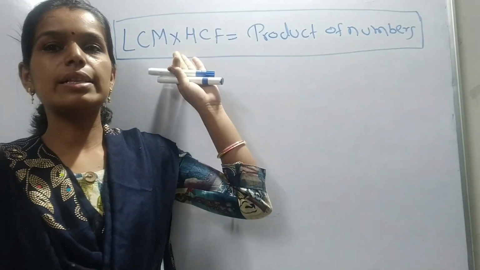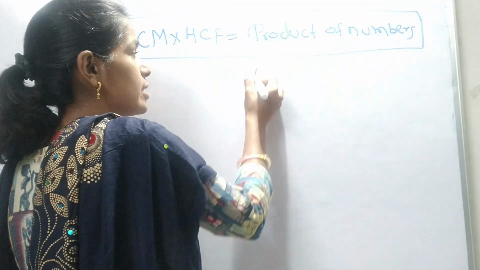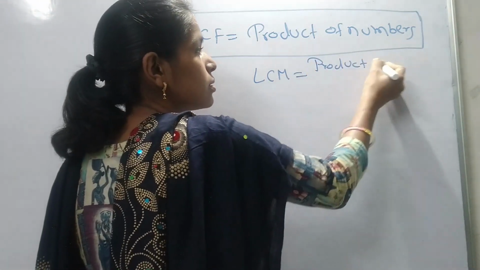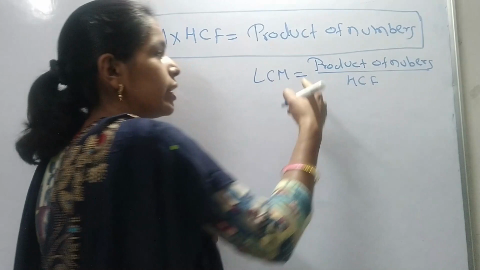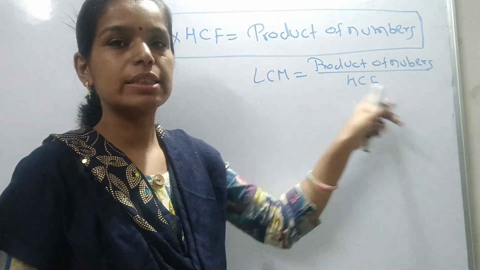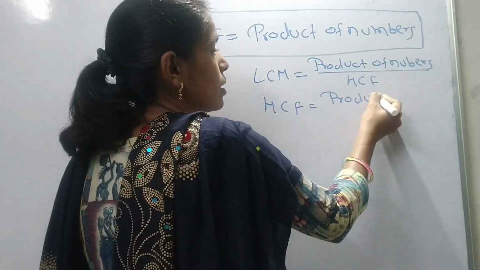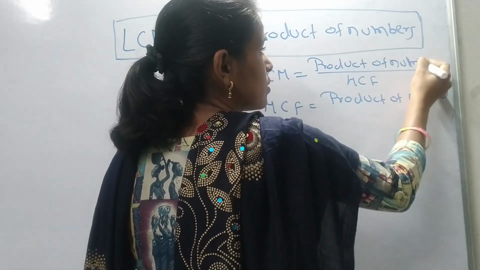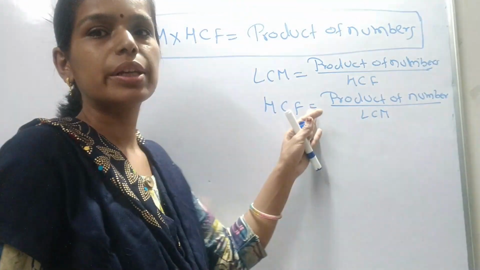So, from this result, LCM into HCF is equal to the product of numbers. We will get two more formulas for LCM and HCF. LCM is equal to the product of numbers divided by HCF. Means to find the LCM, you can use this formula also: find the product of the numbers and divide it by its HCF. And to find the HCF, you can use this formula: product of numbers divided by LCM. Divide by the least common multiple, and you will get the HCF.